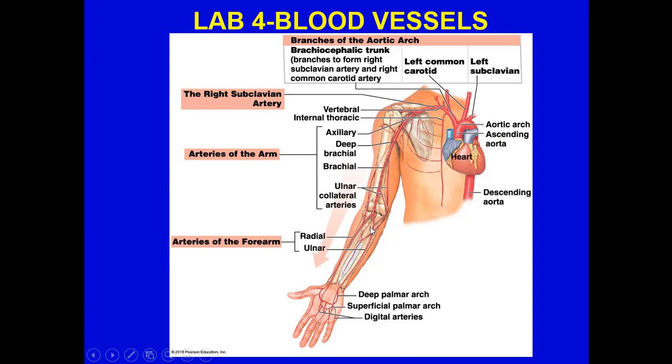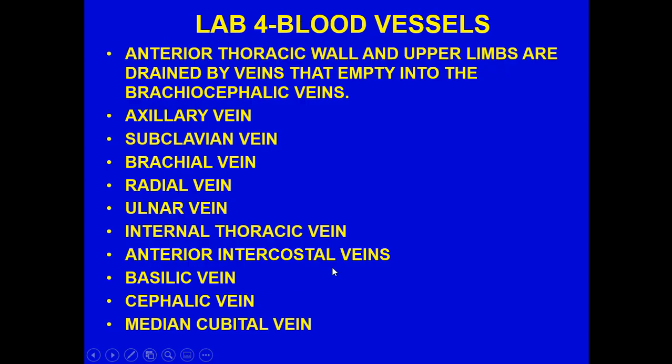You will also have a radial artery going against the radial bone and an ulnar artery going against the ulnar bone. And then you get into the deep palmar and the superficial palmar arch, which of course have branches off of them, the digital arteries right here.